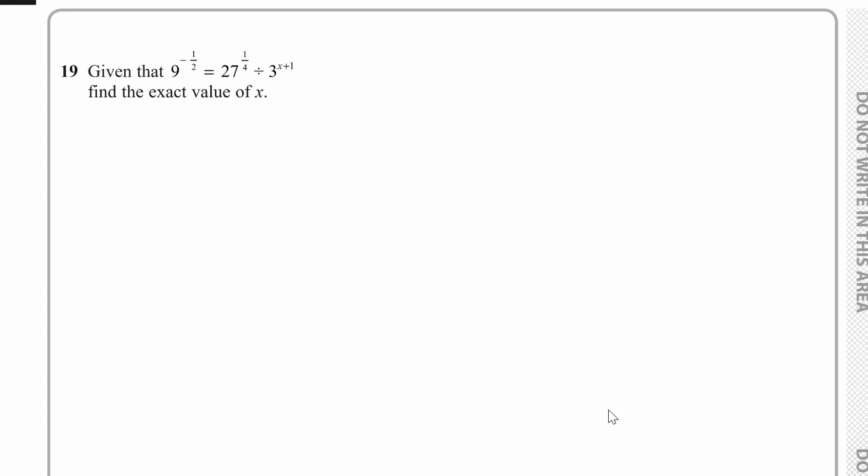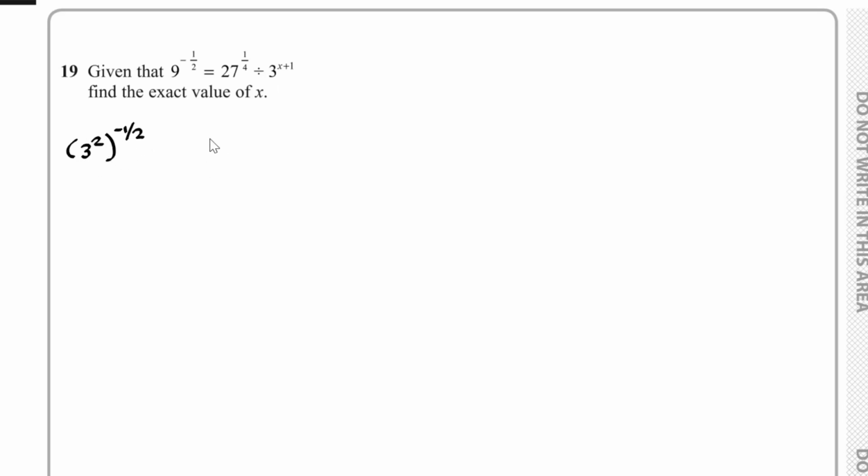Question 19. Given that 9 to the power of minus 1/2 equals 27 to the power of a quarter divided by 3 to the power of x plus 1, we have to find the exact value of x. So to do this question, we would have to write everything so our base number is 3. The reason we want to do that is because if we then compare powers, it makes our life easier. So 9 we can rewrite as 3 squared. So we have 3 squared to the power of minus 1/2.